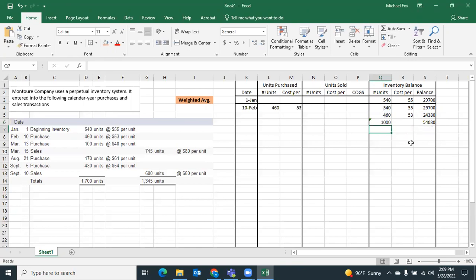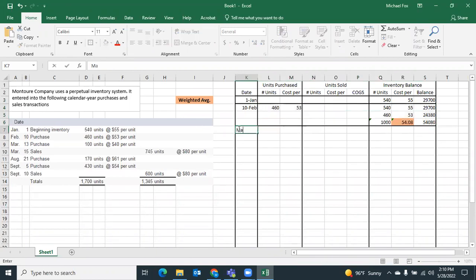Now we can see they've got 1,000 units that had a total cost of $54,080. To find the average cost, we will just divide the total cost by the total number of units. And so we can see the average cost was $54.08 per unit. So as of February 10th, our average cost is $54.08 per unit.